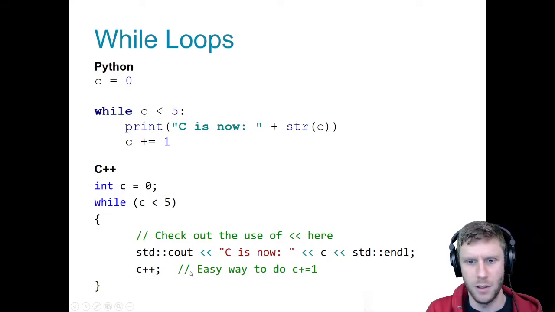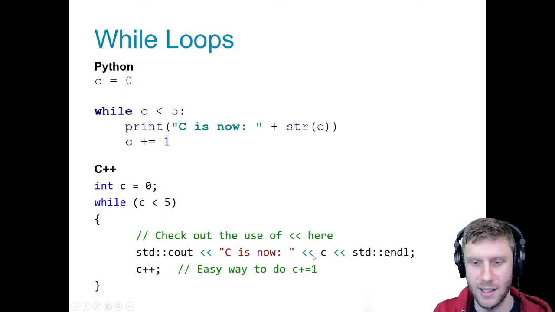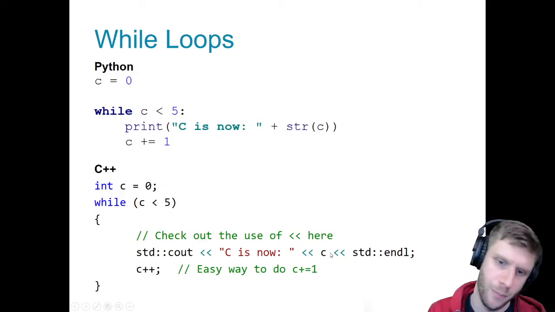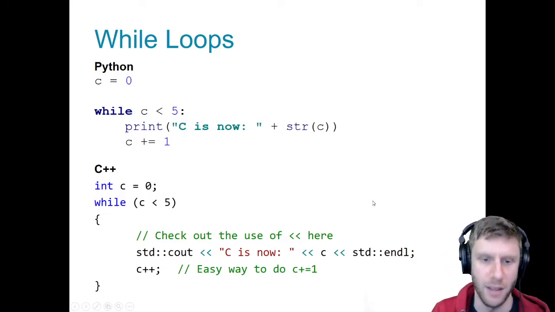And here, printing it out. Now, you'll see that I've actually used this insertion operator again, where I'm saying, okay, into the cout, print the string "C is now: ", and then also pipe in the value of whatever C is, and then put in the endl.